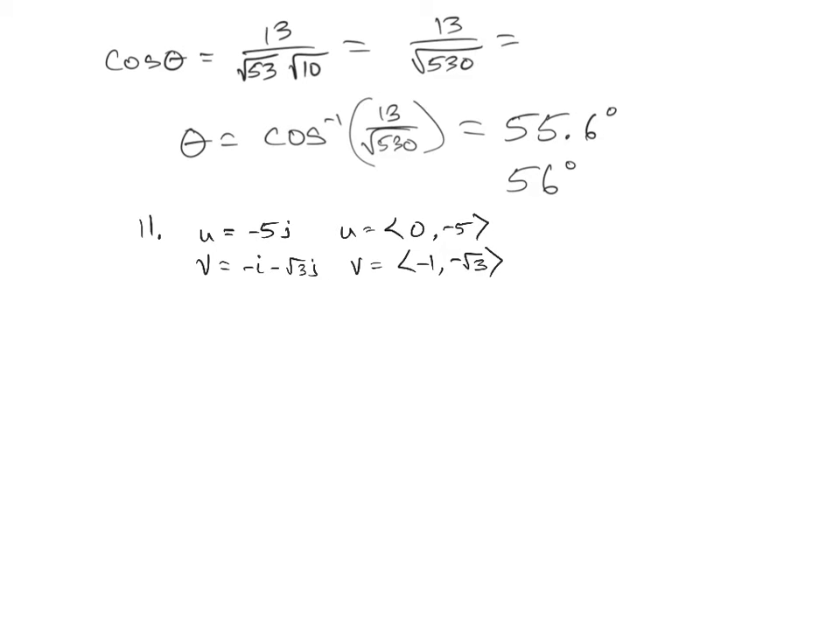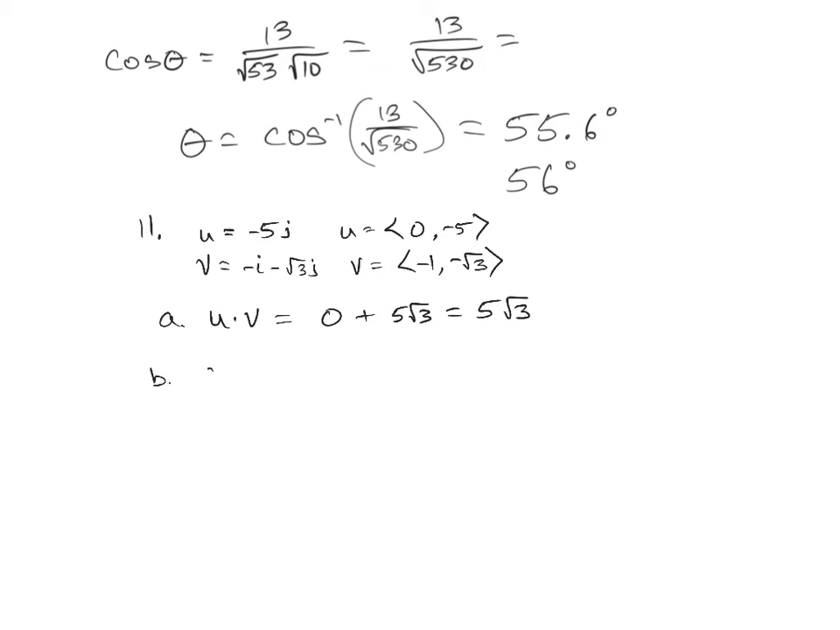And we do the process the same again. Part A is u dot v. So we multiply 0 and negative 1, we get 0, and we add the multiplication of negative 5 and negative square root of 3, which is positive 5 square root of 3. So the dot product is 5 square root of 3.